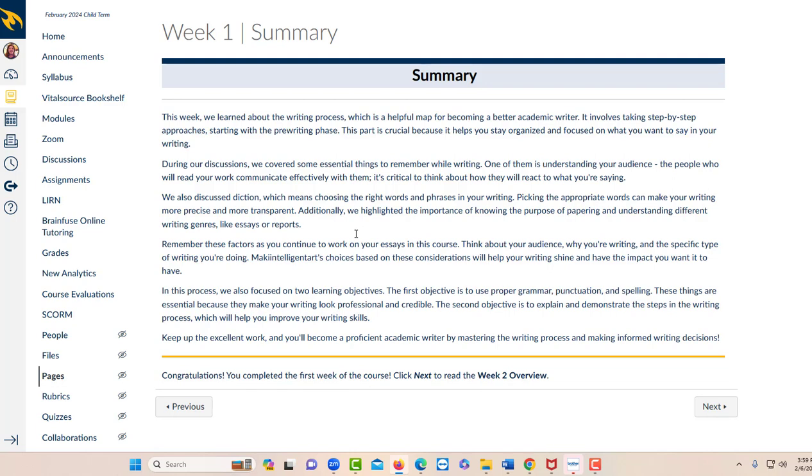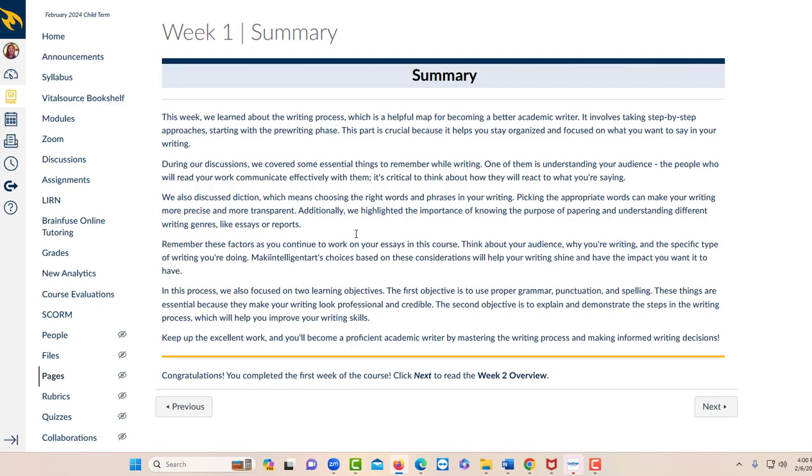So this week we learned about the writing process, which is a helpful map for becoming a better academic writer. It involves taking step-by-step approaches, starting with the pre-writing phase. This part is crucial because it helps you stay organized and focused on what you want to say in your writing. During our discussions, we covered some essential things to remember while writing.